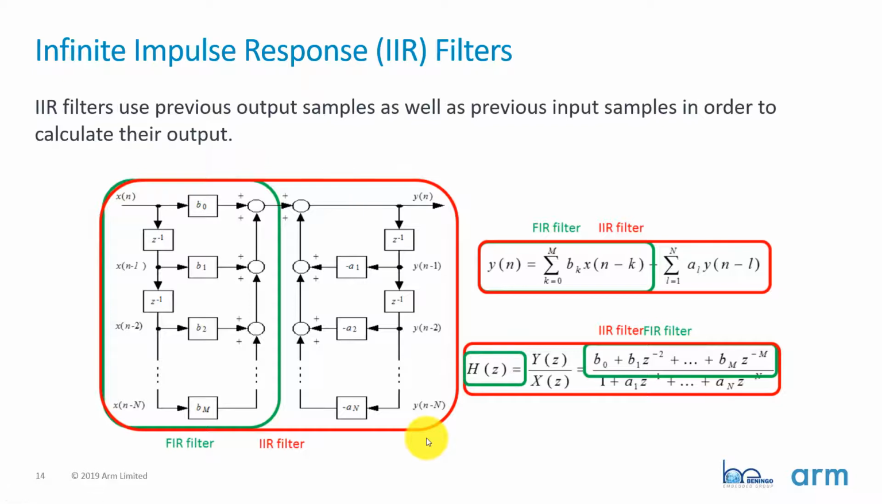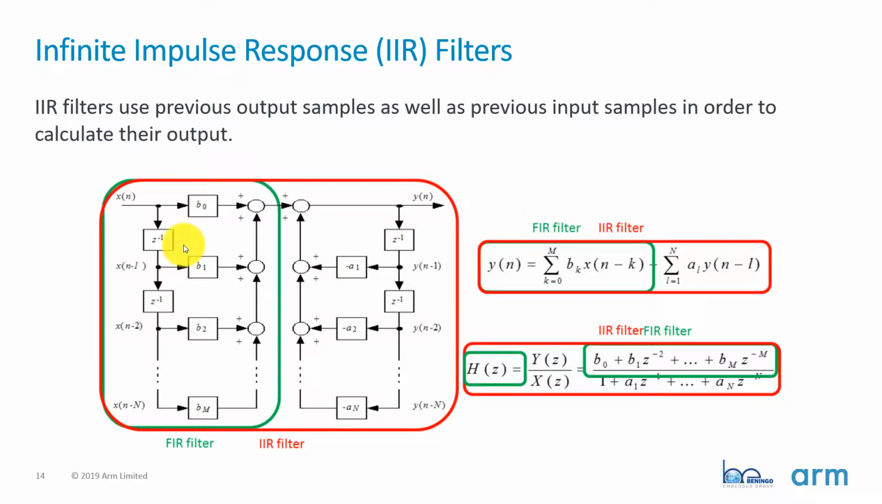Now, infinite impulse response filters, IIR filters, use previous output samples as well as previous input samples in order to calculate their output. So the IIR filter is recursive. It's using the output of the filter as an input, which is the reason why it can potentially be unstable. If you have an output that is going out of control, suddenly that out of control signal, which is on the output, is being fed back into the input, which can allow it to just blow up out of control.